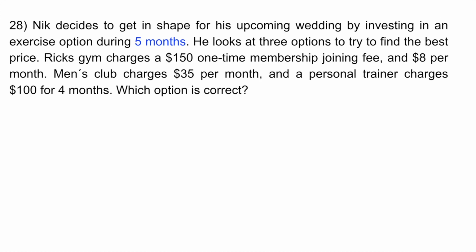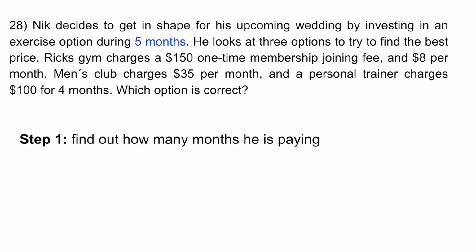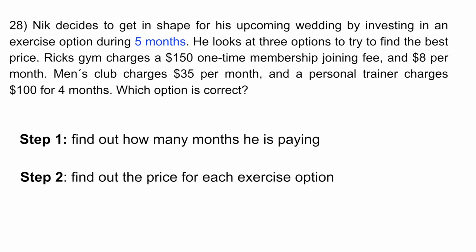Okay, so what you have to do here is, first of all, he's telling us that he's only going to be exercising for 5 months. So what we have to do is find out how much each of these 3 exercise options costs. Okay, so let's start with Rick's. As I said, first of all, find out how many months he's going to be using it, 5 months, and then find out the price for each exercise option, and then compare the 3 options.